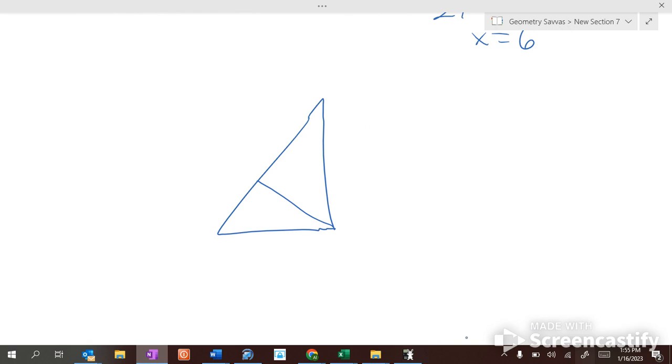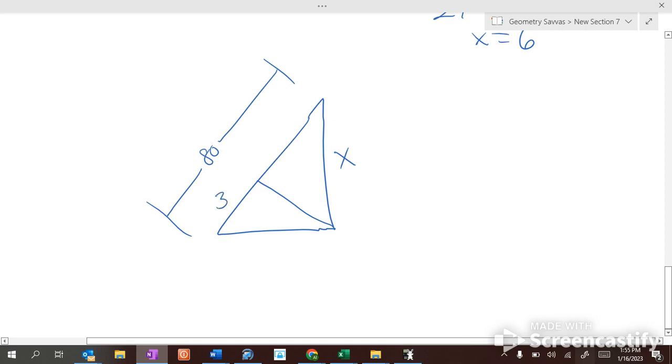So let's make this 32, 80, and x over here. Oops. I didn't really draw that very well. 32, 80, and x. 32 plus what makes 80? 48. So 48 is here.